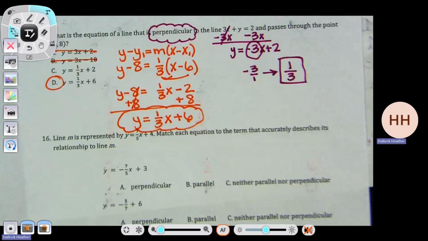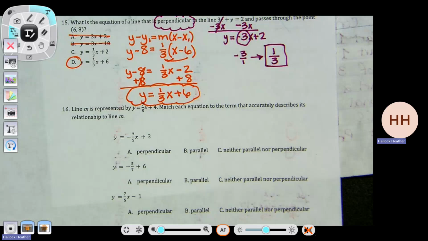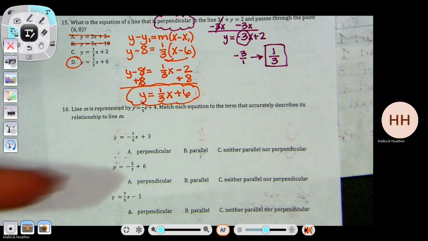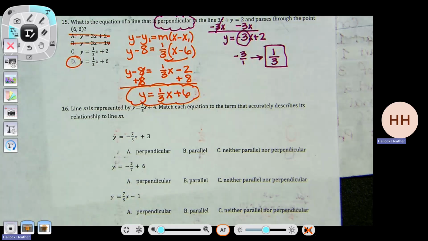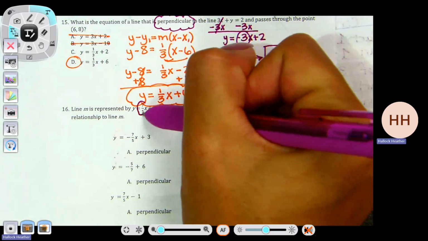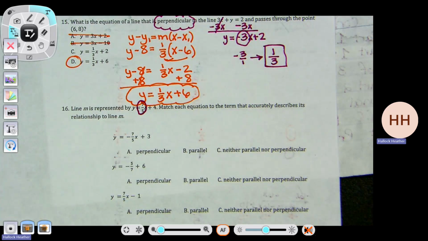Okay, try 16. 16 we did on Friday, a very similar problem. 16 is just matching based on the original equation, which one is parallel, which one is perpendicular, which one is neither. So take a minute because this is a question on the next test. We're going to be given an equation and there's only one of each. So don't choose parallel twice. Parallel lines have the same slope. Perpendicular lines have opposite reciprocal slopes. The original slope is 7/5. So try to match each one. Parallel is the same. Opposite reciprocal.